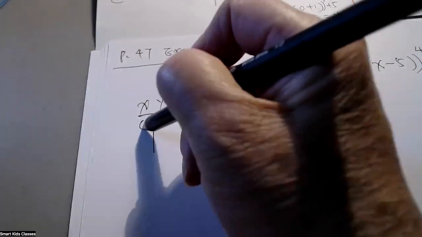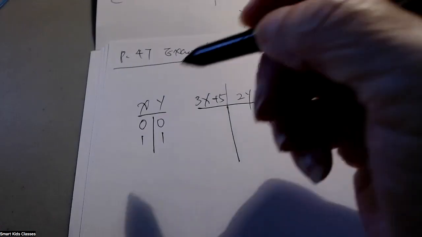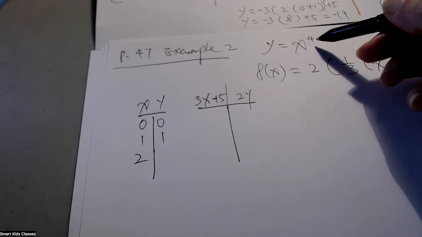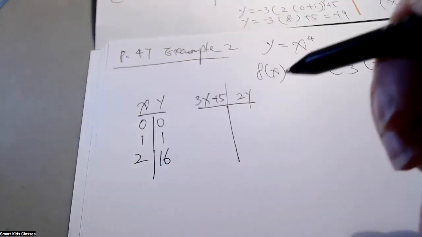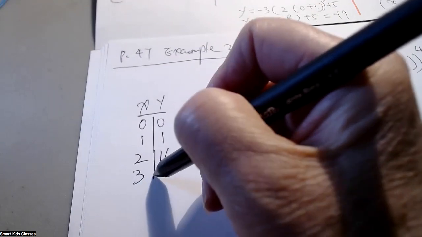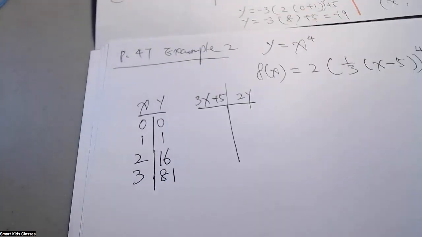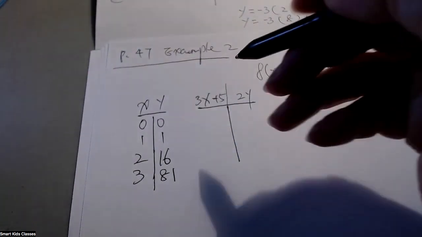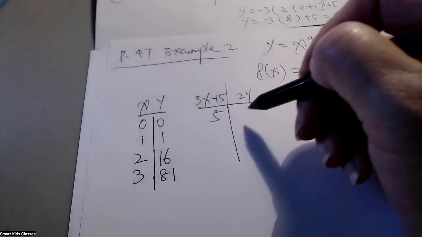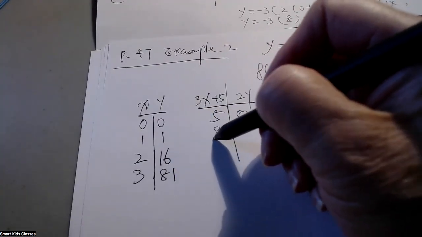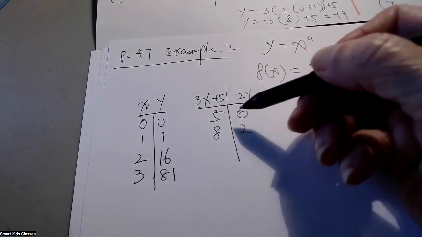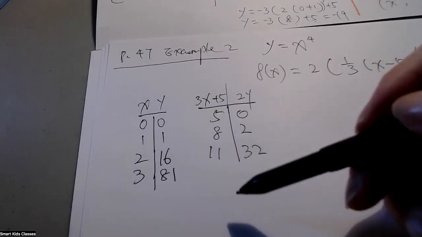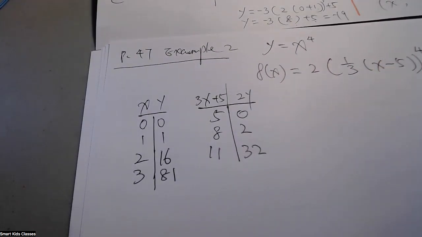Now we're going to do a few points. So 0, 0, 1, 1. And how about when x equals 2 and y equals 16? How about when x equals 3? So y will be 81. 3 exponent 4 is 81. Now we apply the transformation. So 0 will be 5 and 0. 1 will be 8, and 2. Now 2 will be 11 and 32. The next point for 3 will be way too big. It won't show in the graph.